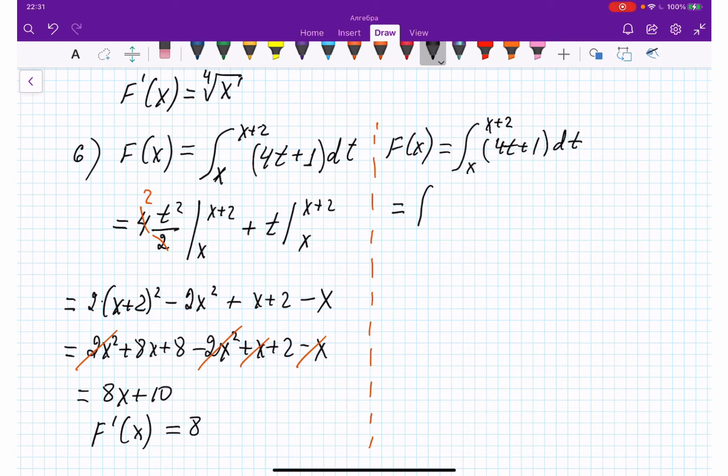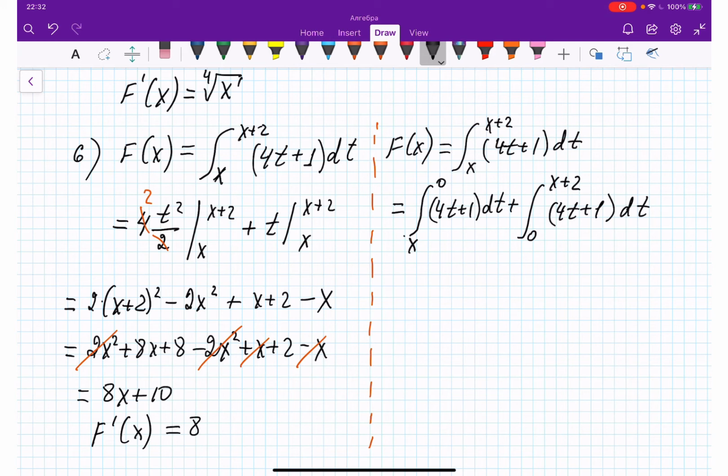All right, I'm breaking it down between x and x plus 2. I can't have a function on both boundaries, so I have to have one constant and one function. So I'm breaking it down as the integral from x to 0 of 4t plus 1 dt, plus the integral from 0 to x plus 2 of 4t plus 1 dt.